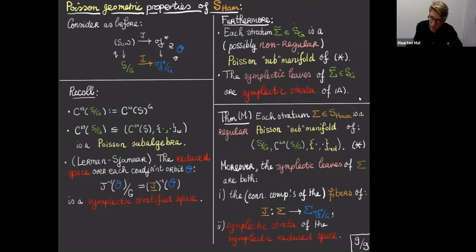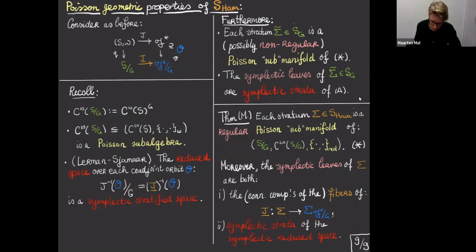Then there is symplectic reduction, which in the singular case is due to Lerman and Sjamaar. This says that the symplectic reduced spaces over each coadjoint orbit O, which as sets are the fibers of the transverse momentum map, are singular spaces, but they can be stratified in a natural way. In fact, the strata have a natural symplectic structure, so they are symplectic stratified spaces. Of course, when the action is free, this is just the usual Marsden-Weinstein-Meyer symplectic reduction.